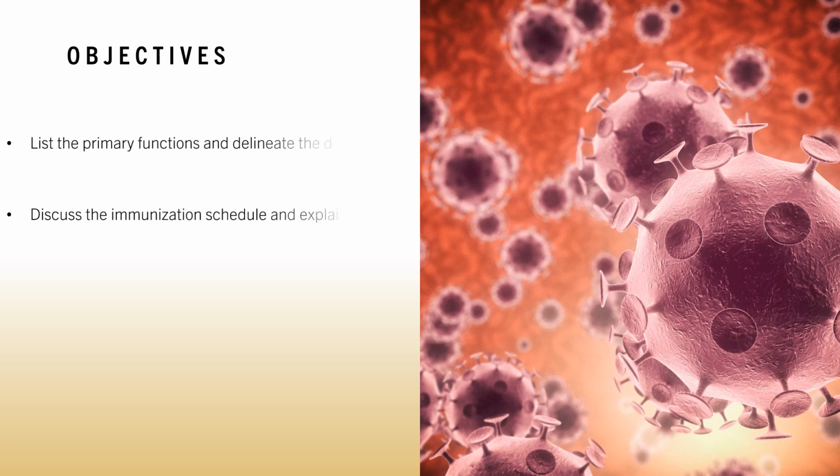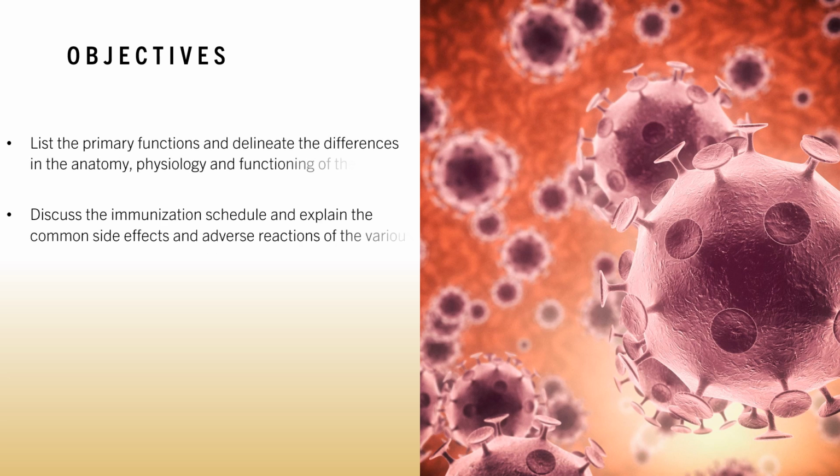These are our objectives for at least the immune system and infectious diseases. We're going to list the primary functions of the immune system and delineate the differences in the anatomy, physiology, and functioning of the immune system between pediatrics and adult medicine. We're also going to talk a little bit about the immunization schedule and common side effects and adverse reactions of the different vaccines.